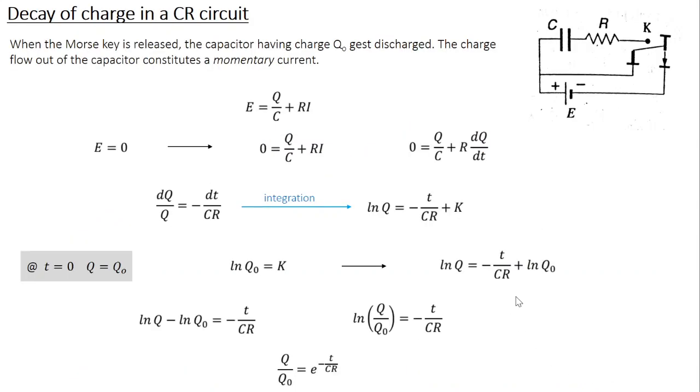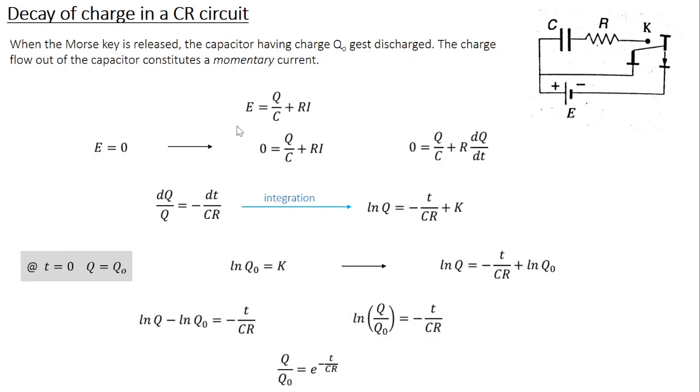That's about the growth of the charge. Now, when you release the Morse key, as I said, the battery is excluded from the loop. Now the capacitor acts like a backup source and it starts to get discharged. So initially it is charged to the fullest point Q0, and from this point it starts to get discharged. So during that process there is a momentary current I in the circuit.